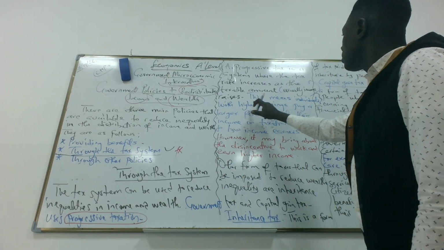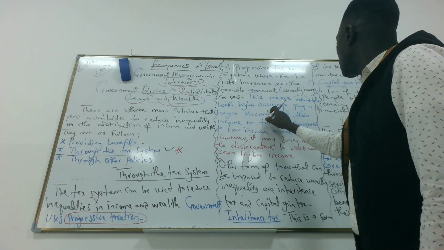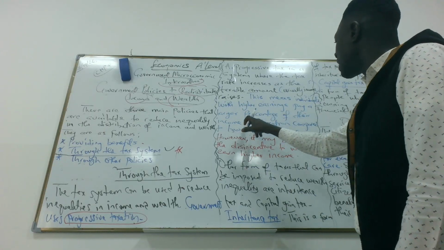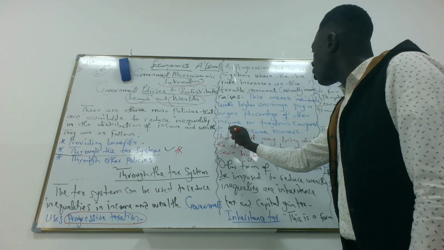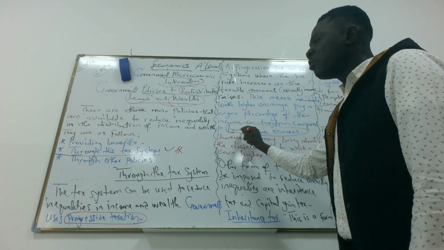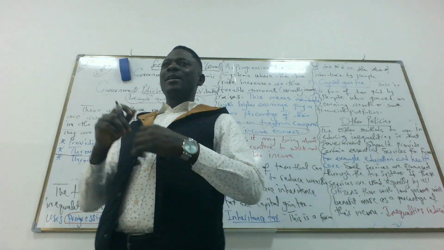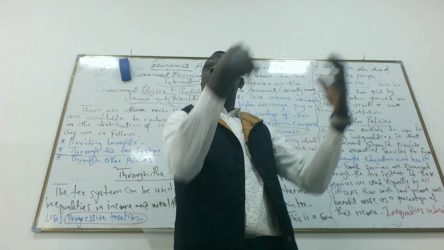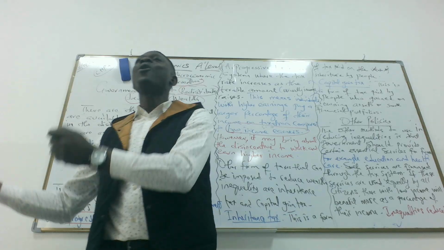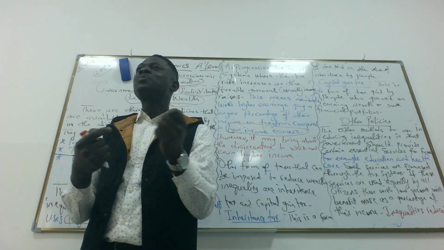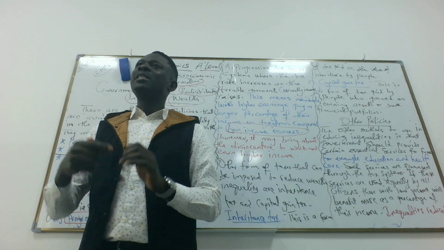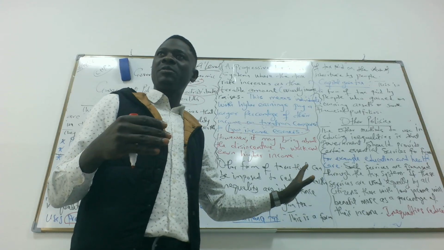So this means individuals with higher earnings pay a larger percentage of their income on taxation compared to low income earners. What we're talking about is government getting from those that are rich to give to the poor. That is progressive tax. But there's regressive tax, but we're not talking about regressive tax.